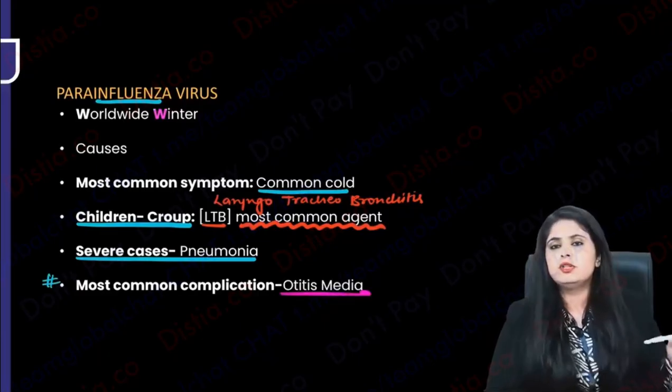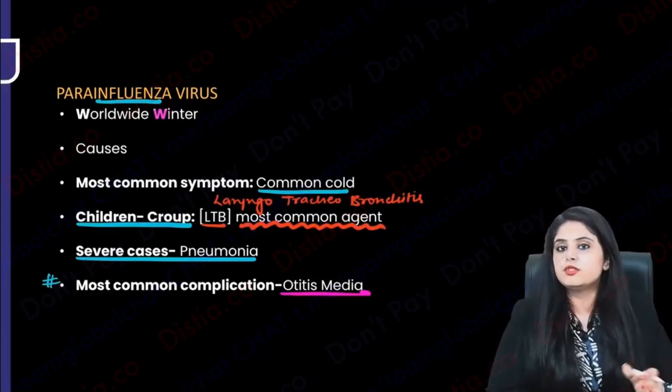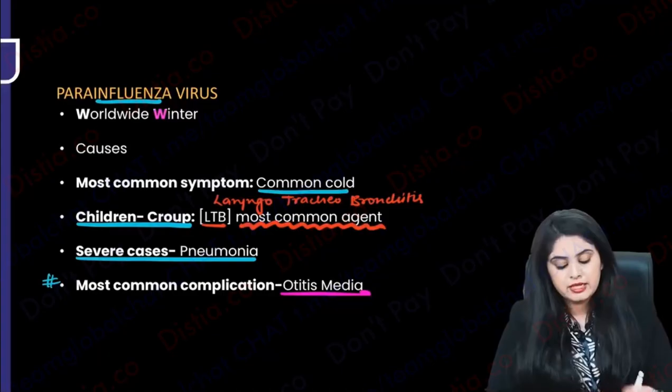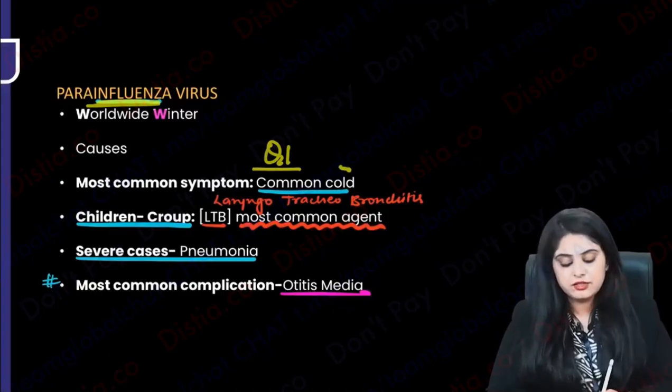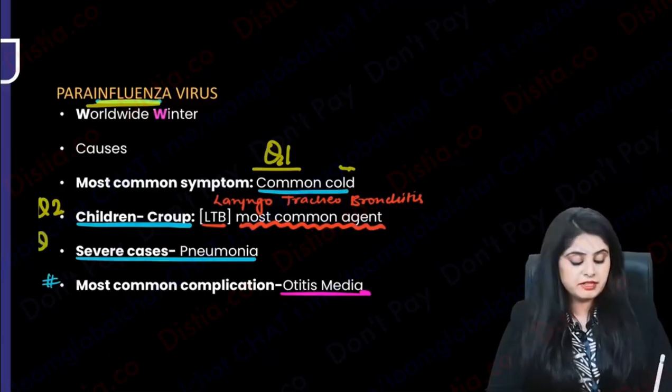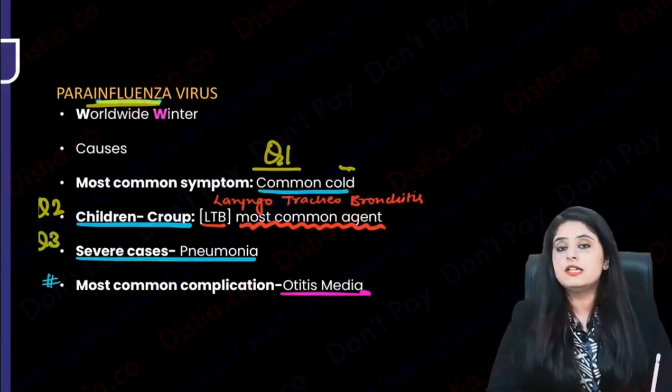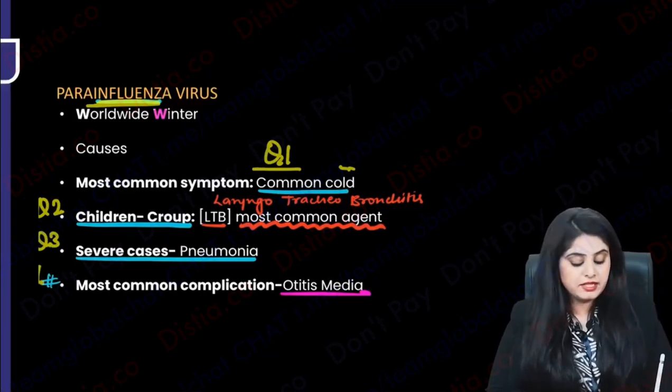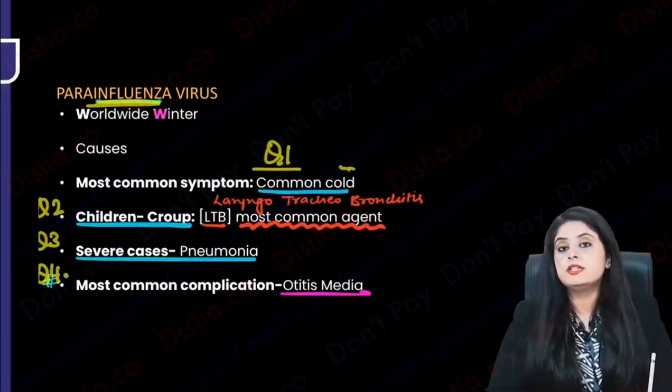So just one, two, three, four, bullet-wise questions are coming and you have to sort it. Quickly, parainfluenza, question number 1: like any other influenza, what is the most common manifestation? That is going to be cold. In children, it's the common cause of croup, but if it gets severe, it's also going to cause involvement of the lungs, the lower respiratory tract, that is pneumonia. And finally, what is the most common complication? It can involve the ears, and that is otitis media.